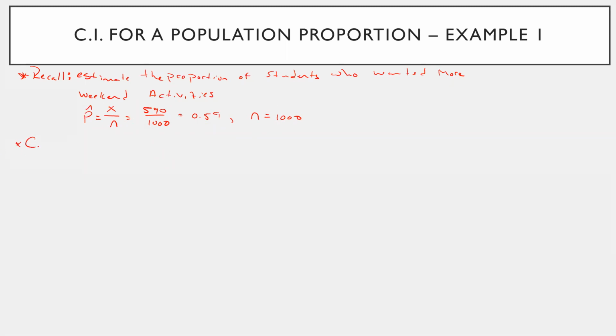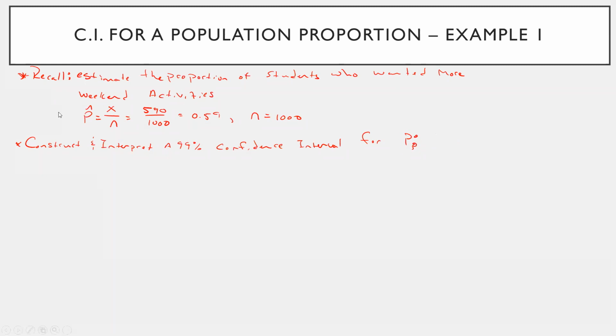All right, so let's do two things. Let's construct and let's interpret. Let's actually do a 99% confidence interval for P, okay? And what P is, it's the actual proportion of students that want weekend activities.